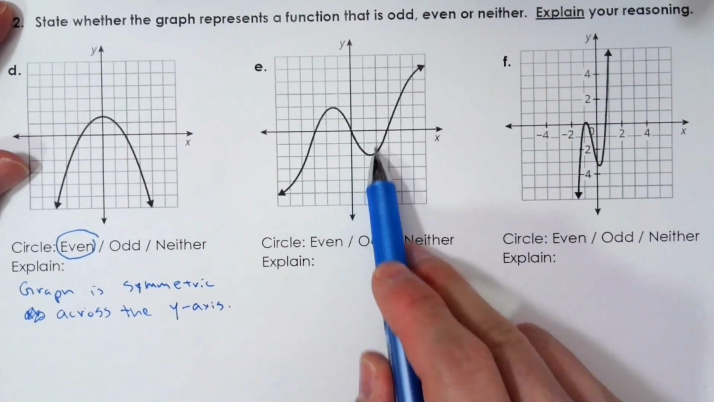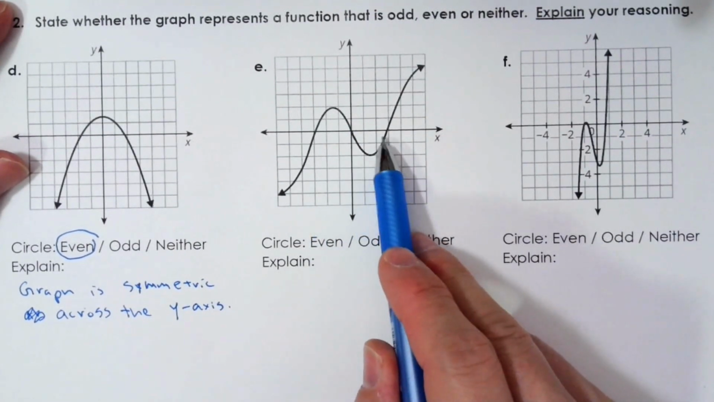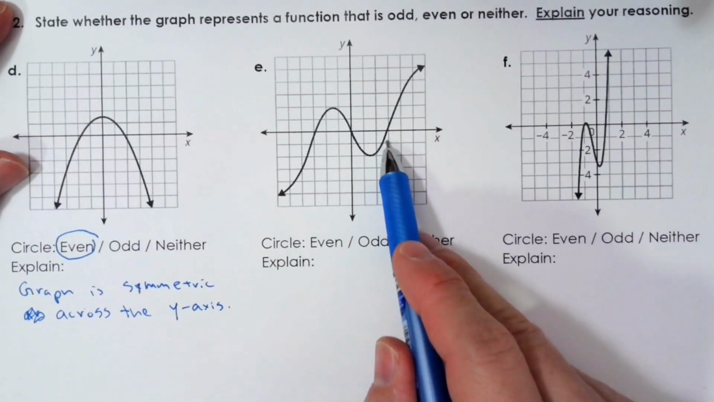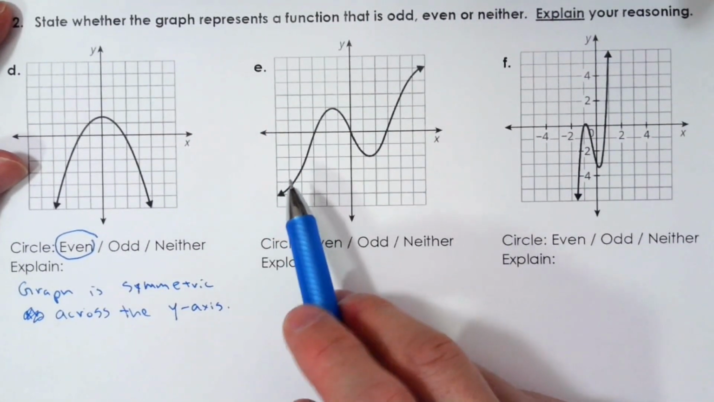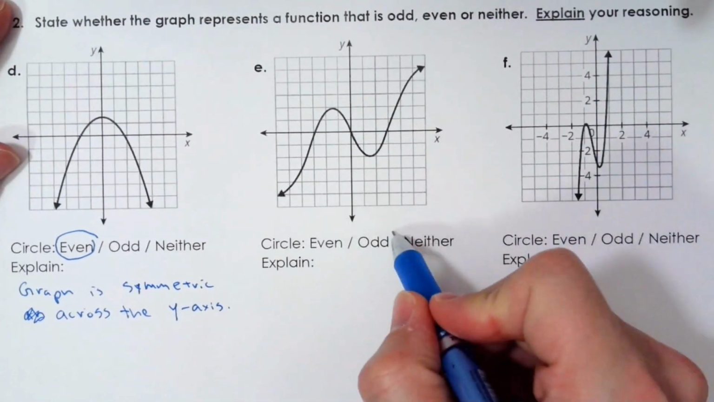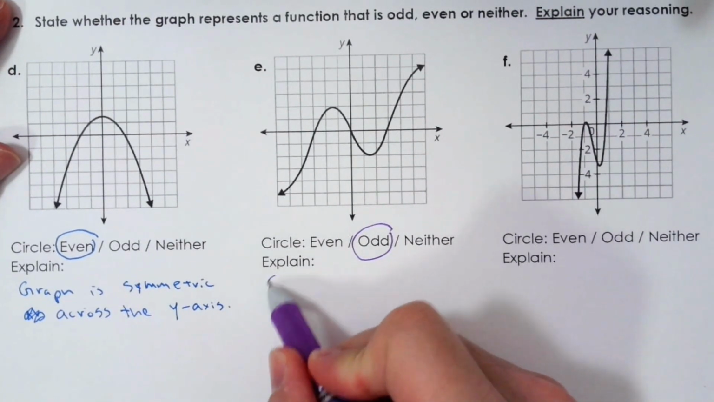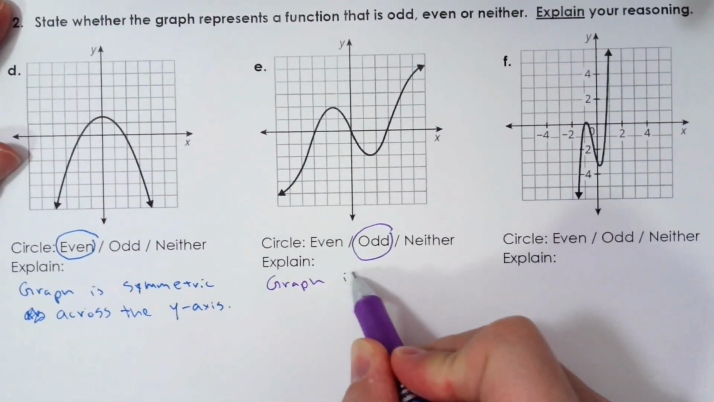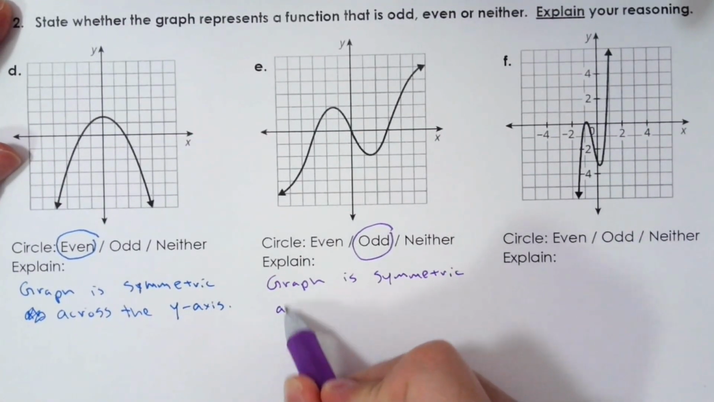See that over 2, or over 1.5, down. It's like this part of the graph. To get the other part, you'd reflect across the y-axis and then reflect across the x-axis. You get that double reflection action. That's odd. Graph is symmetric about the origin.